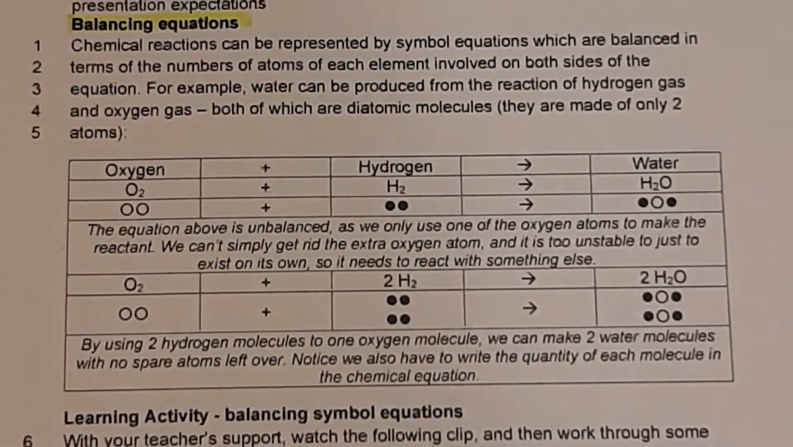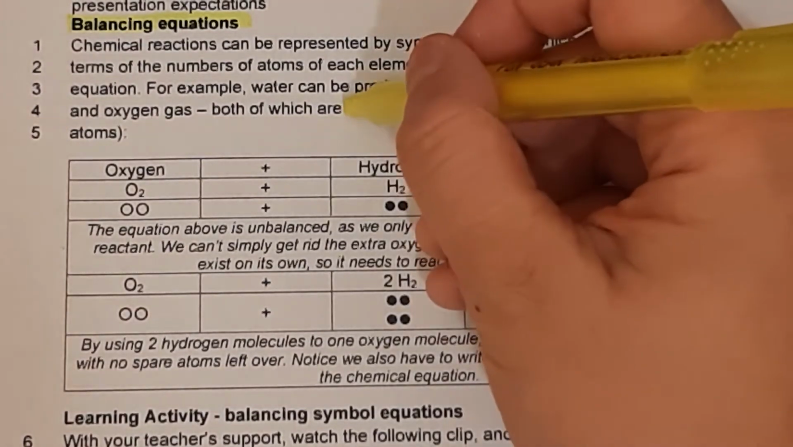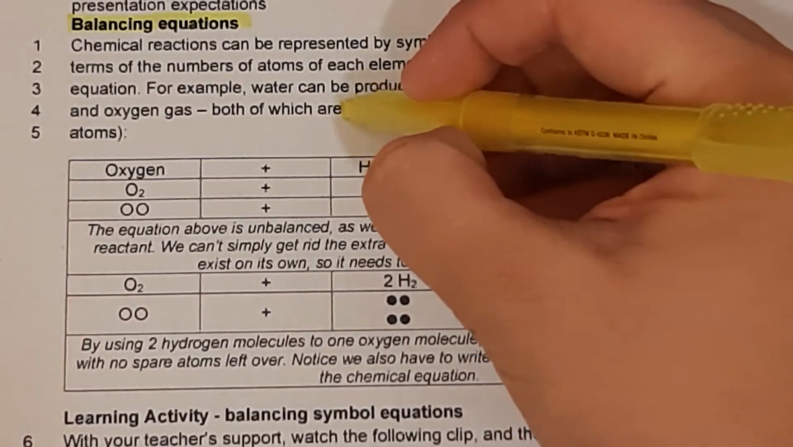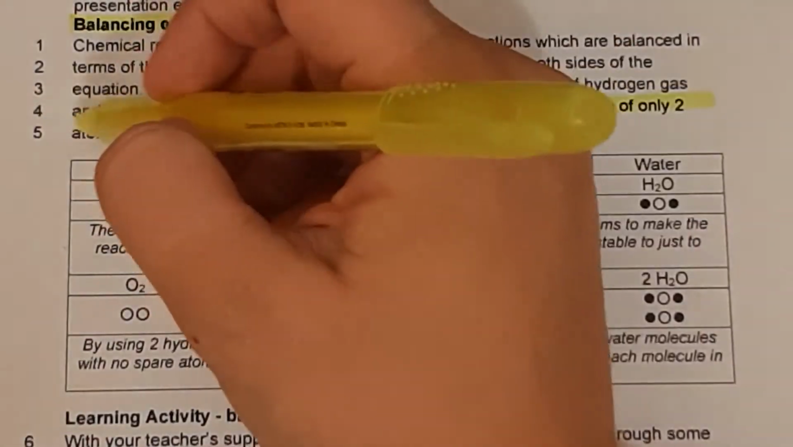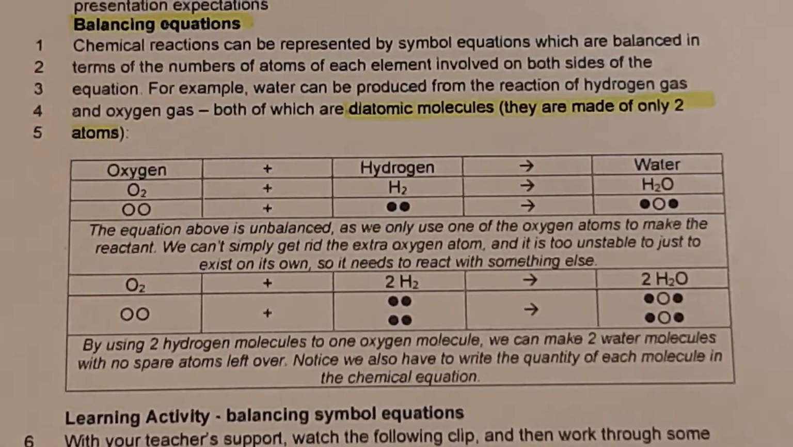So chemical reactions can be represented by symbol equations, which are balanced in terms of numbers of atoms of each element involved on both sides of the equation. For example, water can be produced from the reaction of hydrogen gas and oxygen gas, both of which are diatomic molecules, which means they're made of only 2 atoms. I'm going to highlight this because that's quite an important thing to know. It's useful to know. So we have here our oxygen plus hydrogen turns into water.